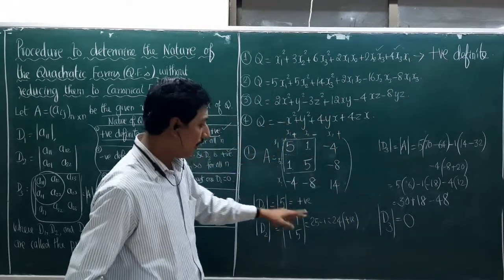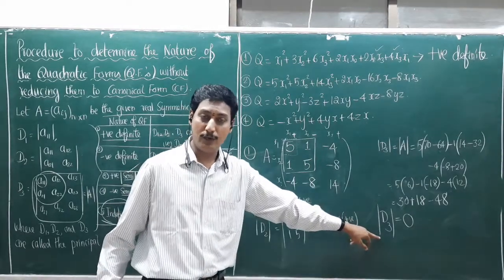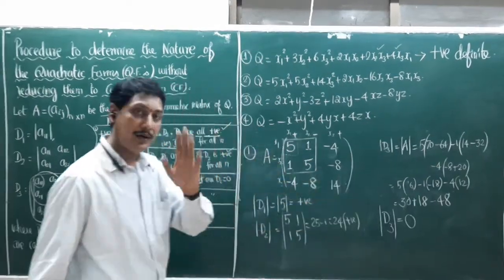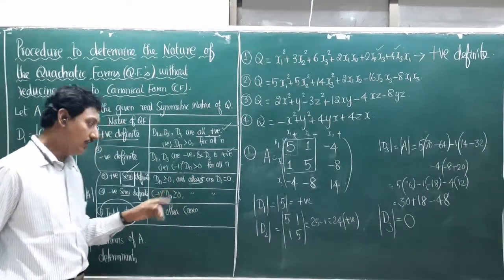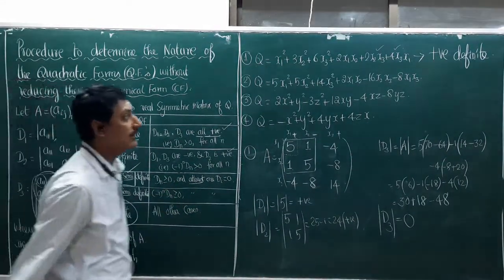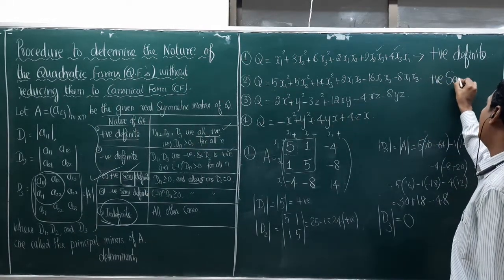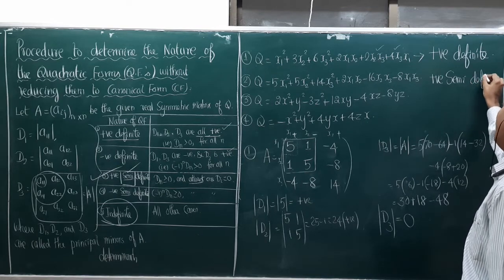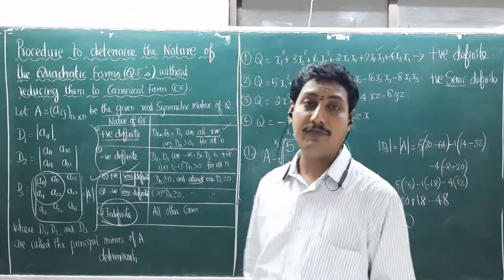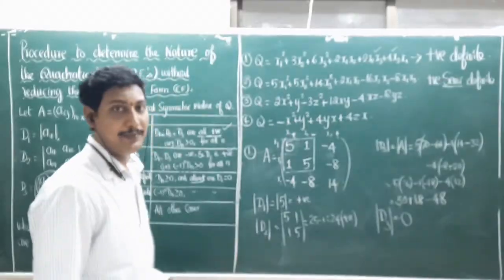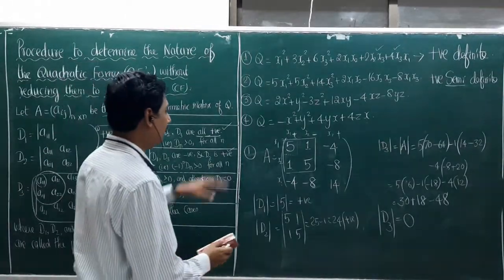So two are positive, but one is 0. So what we say is that two are positive and at least one is 0. At least one is 0, others are positive, then this comes under positive semi-definite. So the second one is the example for positive semi-definite. So this is the way to determine the nature of the given quadratic form with the help of the real symmetric matrix without converting them into the canonical form. Let us see the third one.